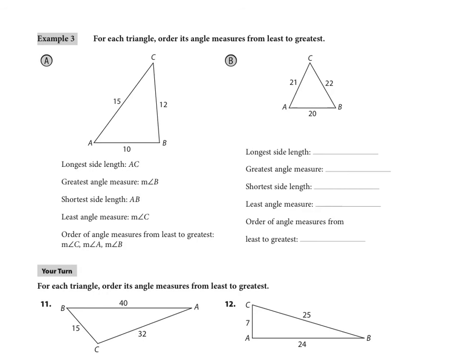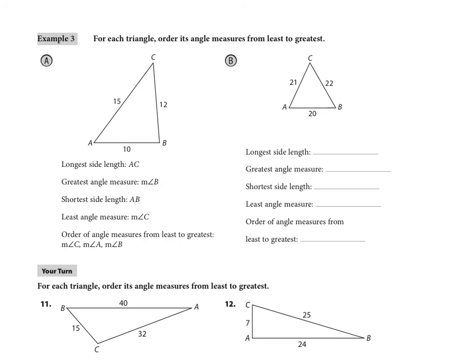So we're going to start by figuring out what is the longest side, and that's AC, and therefore opposite that side is angle B. So the measure of angle B is the greatest. The shortest side is AB, and opposite that side in the triangle is the measure of angle C. So if I'm going from least to greatest, I would go angle C, angle A, and then angle B. Let's do that for part B.